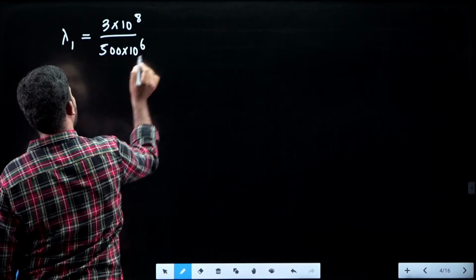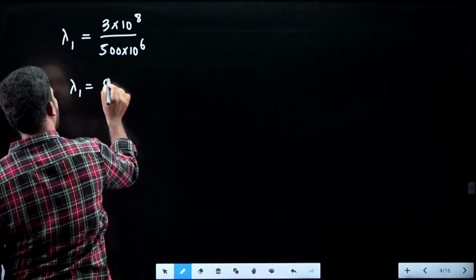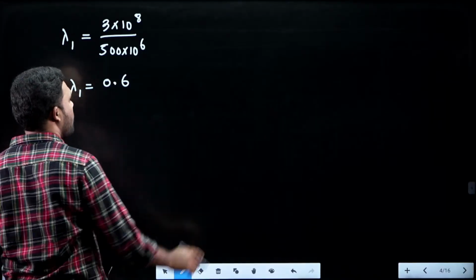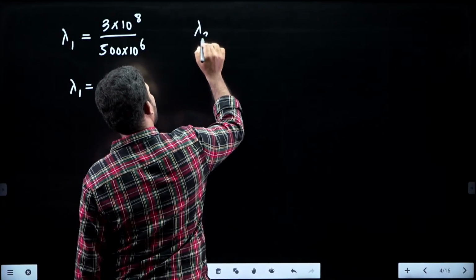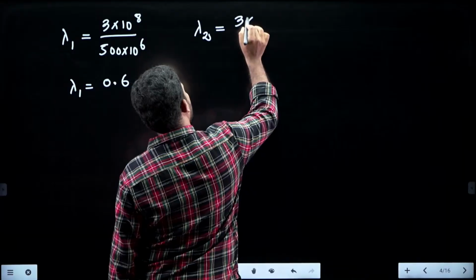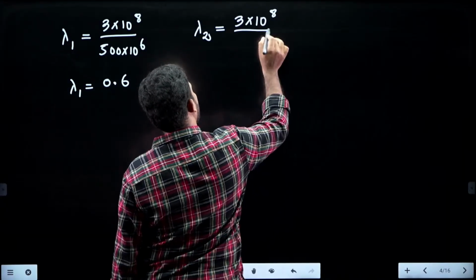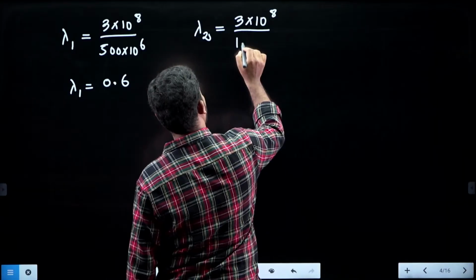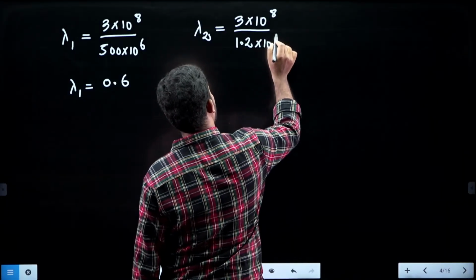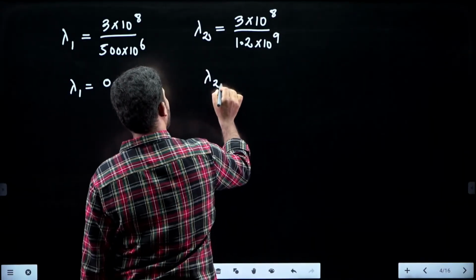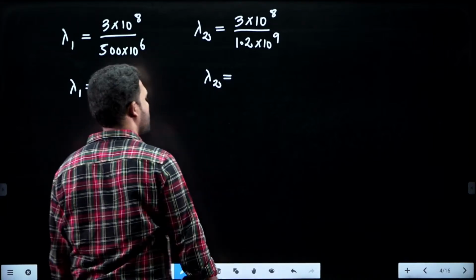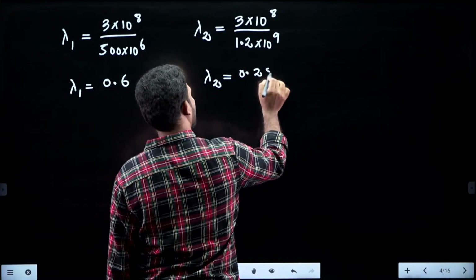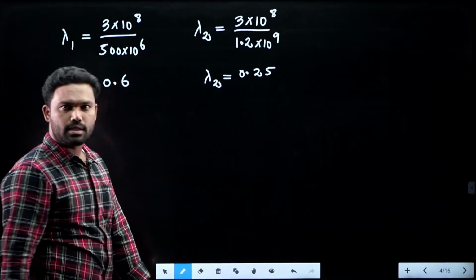500 into 10 to the power of 6. So you can check out lambda 1 is equal to 0.6. And similarly, what is this lambda 2, guys? Lambda 2 is equal to c by f, 3 into 10 to the power of 8 divided by frequency, 1.2 giga, 1.2 into 10 to the power of 9. So the lambda 2, you can check out, will be equal to 0.25. So it is 1 by 4, something like that.